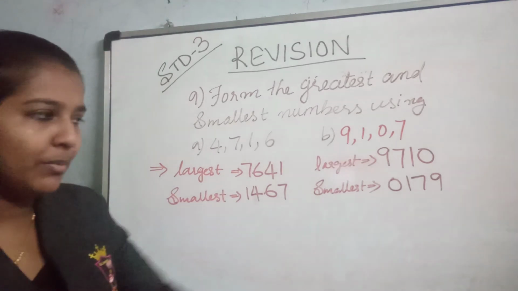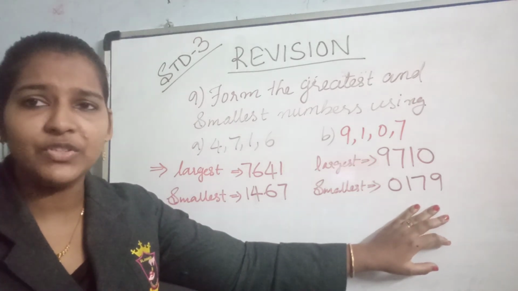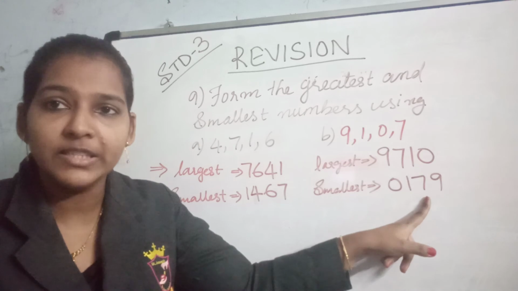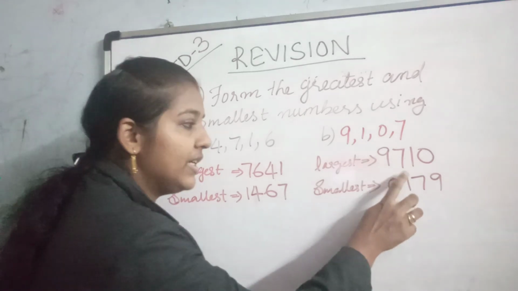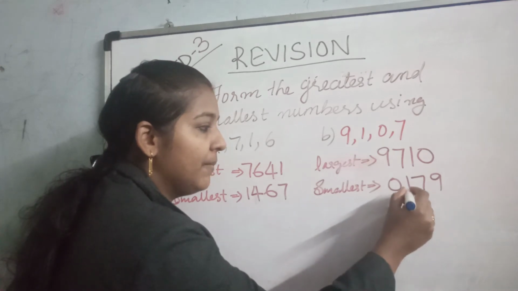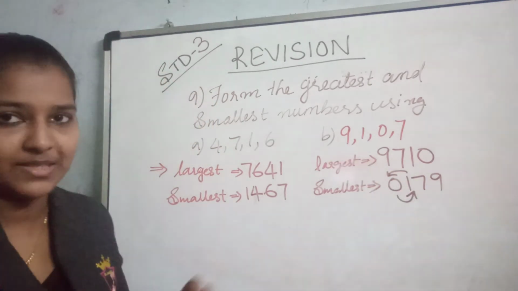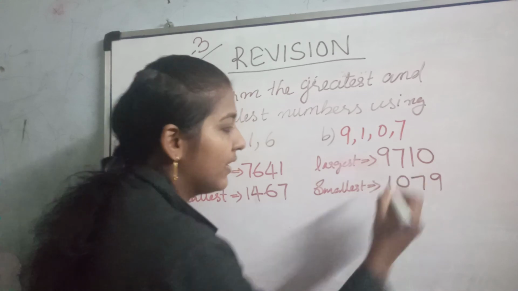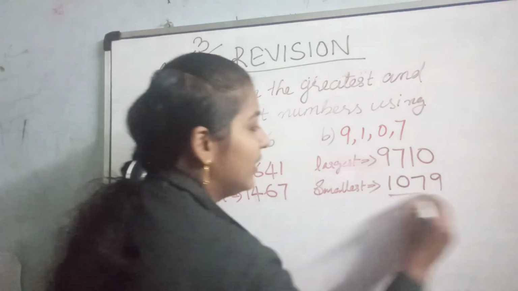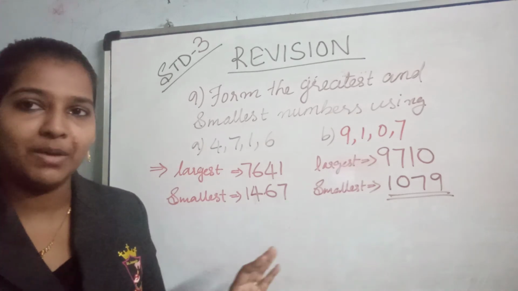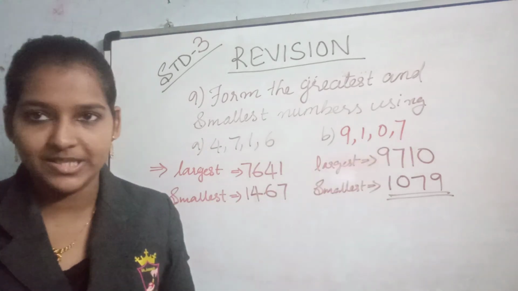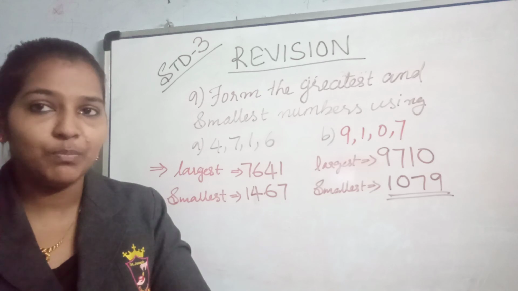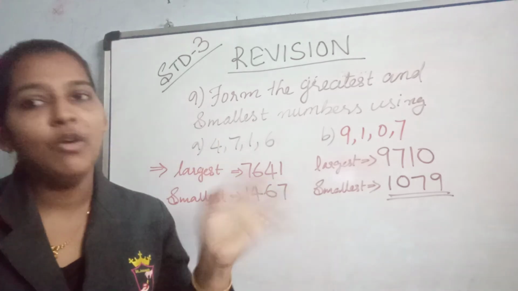Children, is it a 4-digit number? Is it possible to start any number with 0? No. We cannot start a number with 0 and we cannot consider it as a 4-digit number. That's why we are interchanging the first and second digits. Okay, so the 1 will come to first position and 0 will go to second position. Now this is the smallest number. Always remember, if 0 is given in your question, then when you are writing the smallest number, you have to put the 0 in second position and the number in second position you can change to first position.